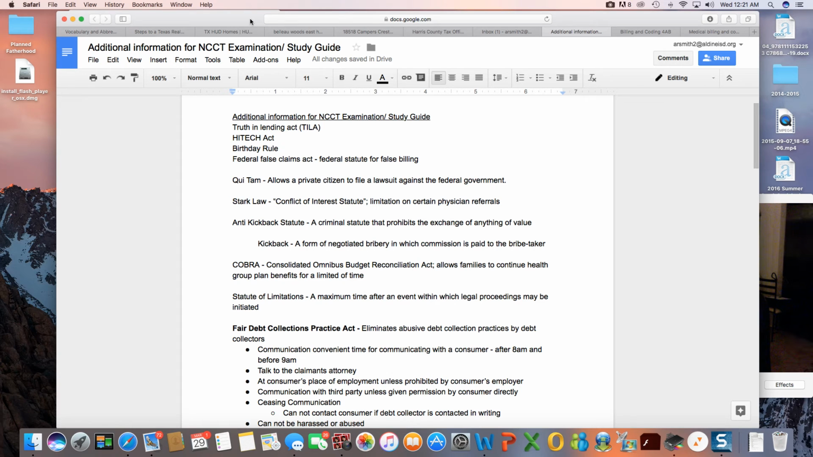A statute of limitation. Statute of limitations is the maximum time after an event within which legal proceedings may be initiated. For example, your PIP. And I'm not telling you what it means because we should know. But for your PIP, if you are in an accident and you want to use your PIP, you have 3 years to file a claim. That is the maximum time after an event that you could file for your injuries.